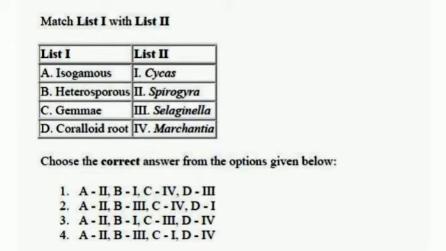Next is a match the following. List 1: isogamous, heterosporous, gemma, coralloid roots, and list 2: Cycas, Spirogyra, Selaginella, Marchantia. Choose the correct one. And the right one is option 2, that is isogamous, Spirogyra; heterosporous, Selaginella; gemma, Marchantia; coralloid root, Cycas.